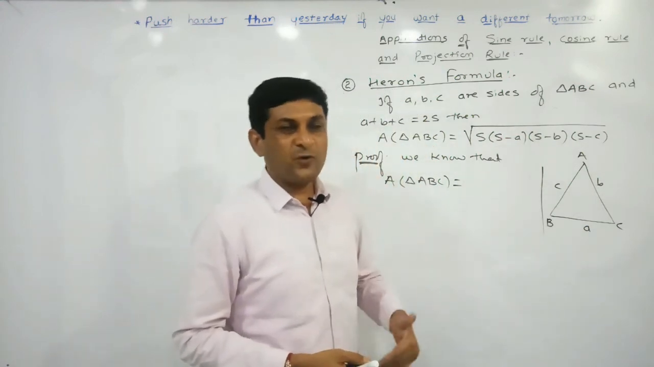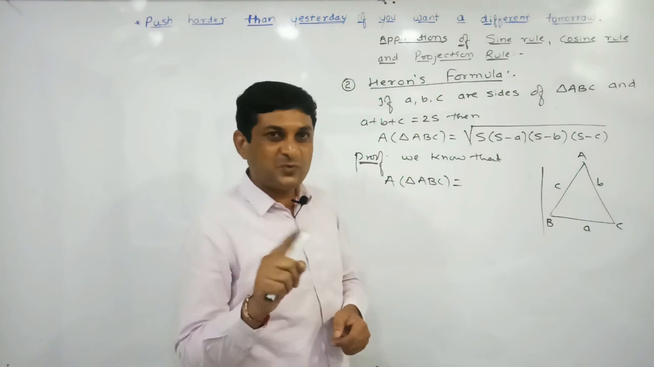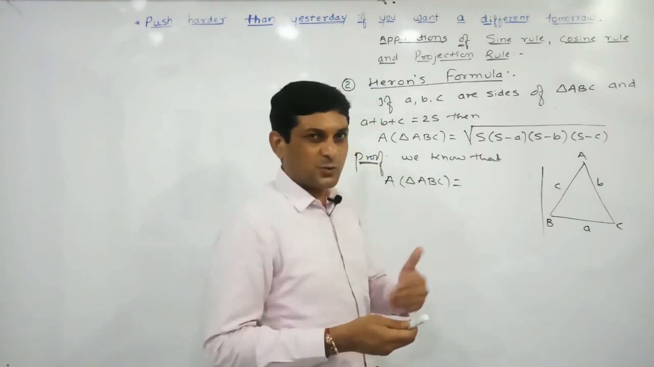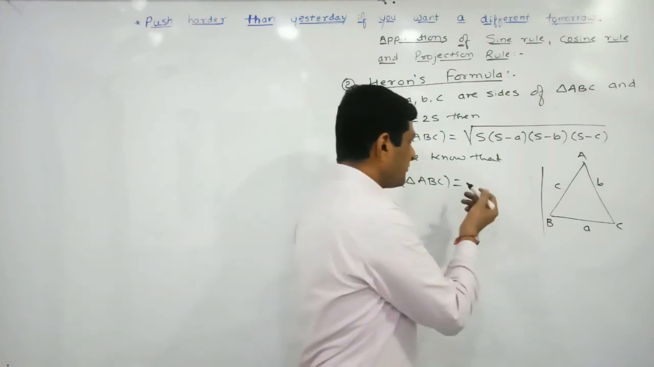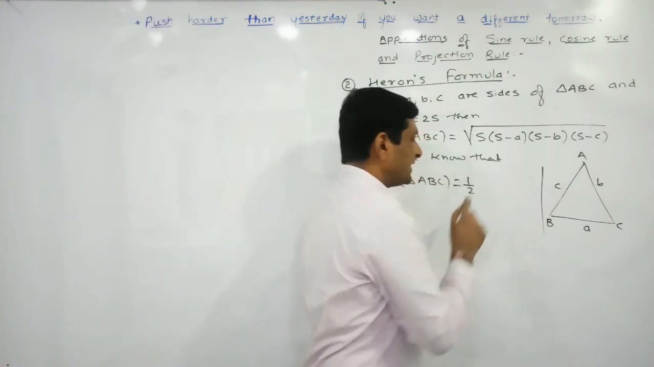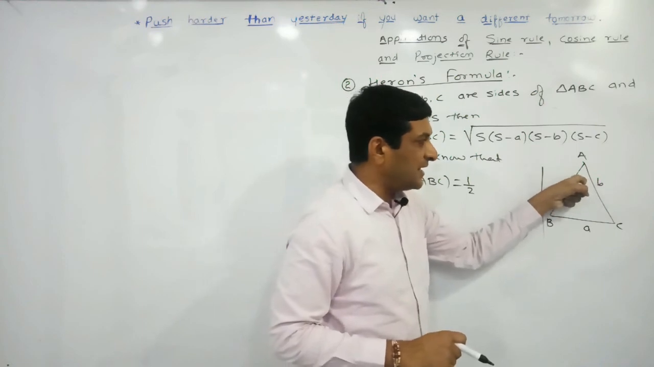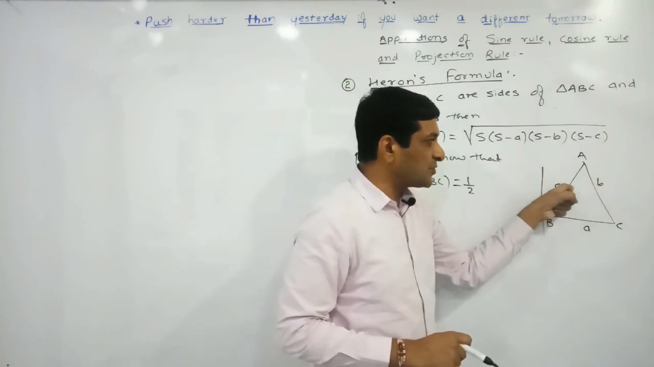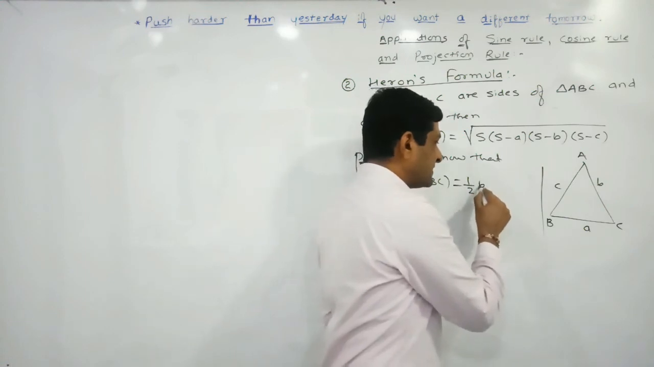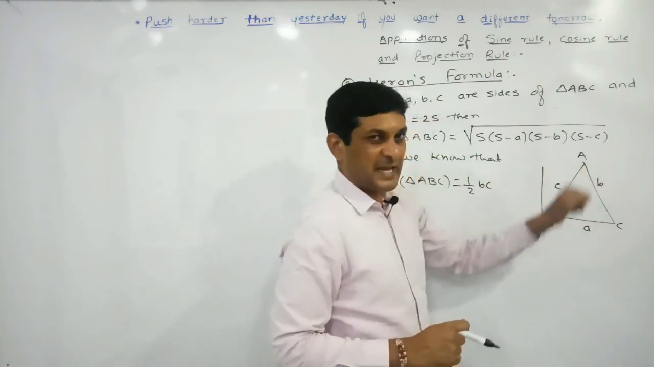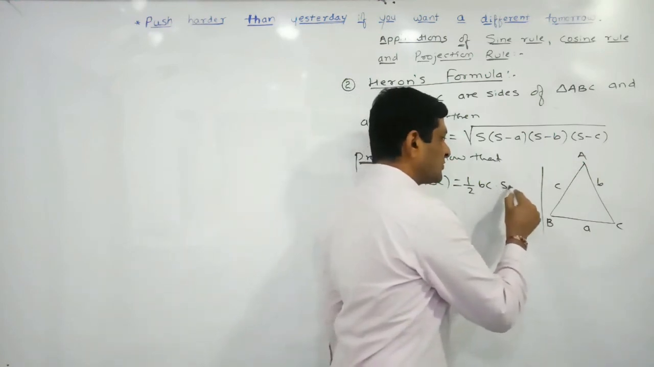Already we have one formula to find the area of a triangle, which we have studied in the sine rule. So what is that formula? Half. If we are considering this angle A, this angle is included in which two sides? AB and AC. So if we are considering angle A, then write down the product of these two sides in which this angle is included, into sine A.